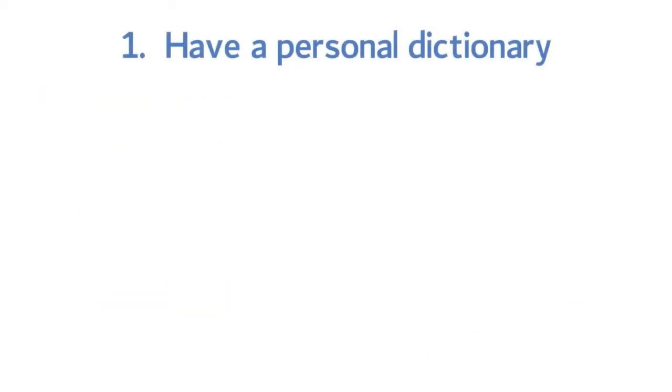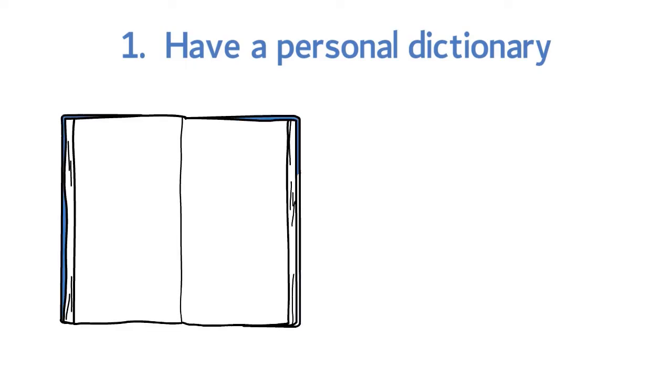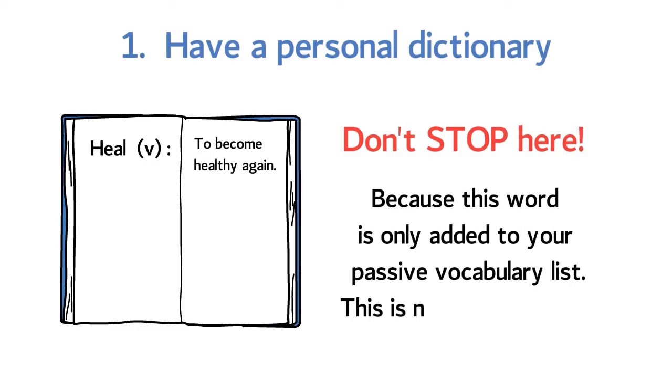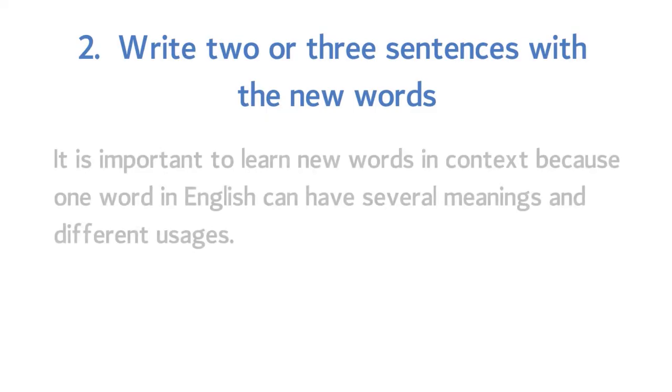Step 1. Have a personal dictionary. Take a notebook and make it your dictionary. Next time you see or hear a new word, write it down. Many students would stop here and make a long list of many new words with their meanings, but will this help? Of course, if you want to learn passive vocabulary. But if you want to make it active, you should not stop here. Step 2. Write 2 or 3 sentences with the new words.